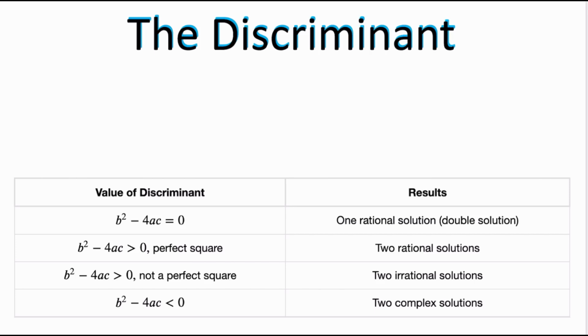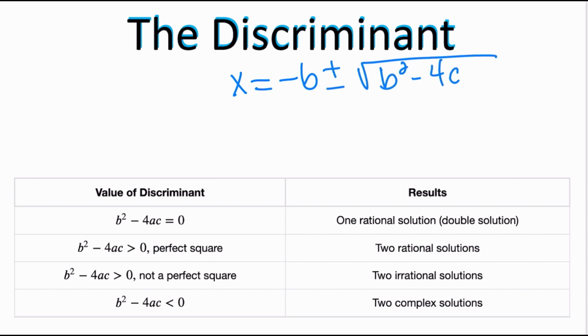In this video, we are going to talk about what is the discriminant. Now, this is a good video to watch after you've watched the video on the quadratic formula. If you already know about the quadratic formula, which is x equals negative b plus or minus the square root of b squared minus 4ac all over 2a, then you're ready to learn about the discriminant.